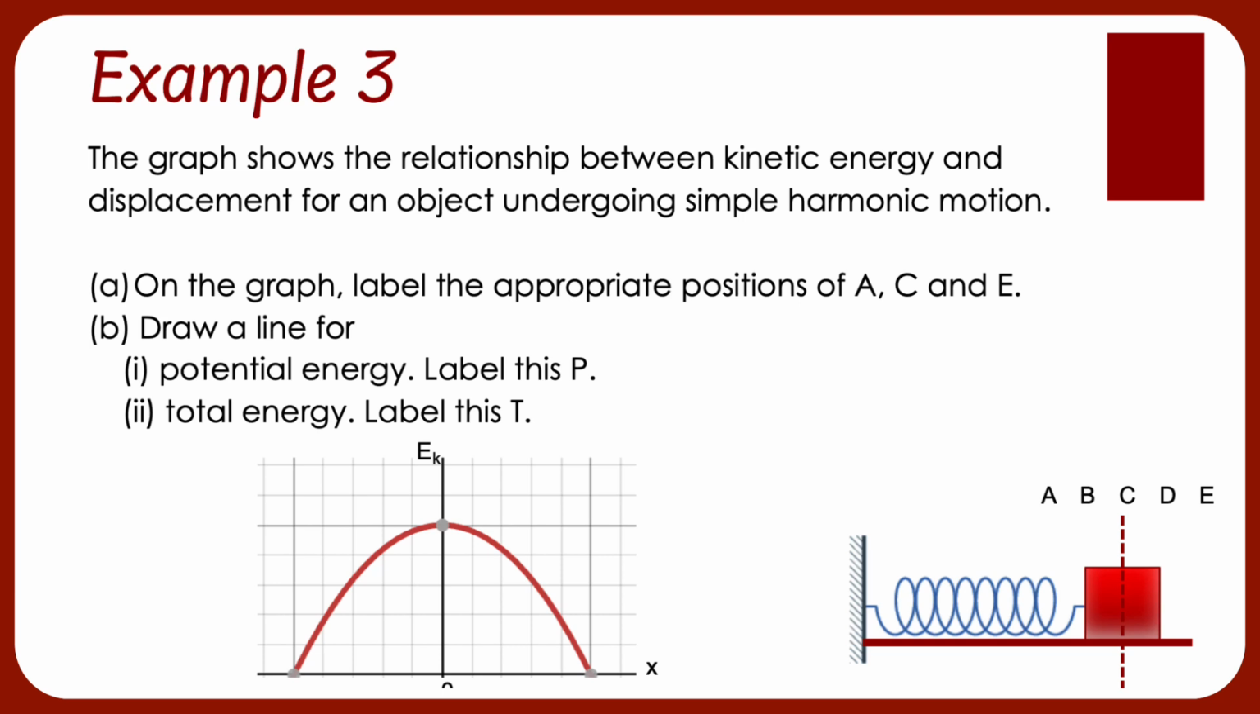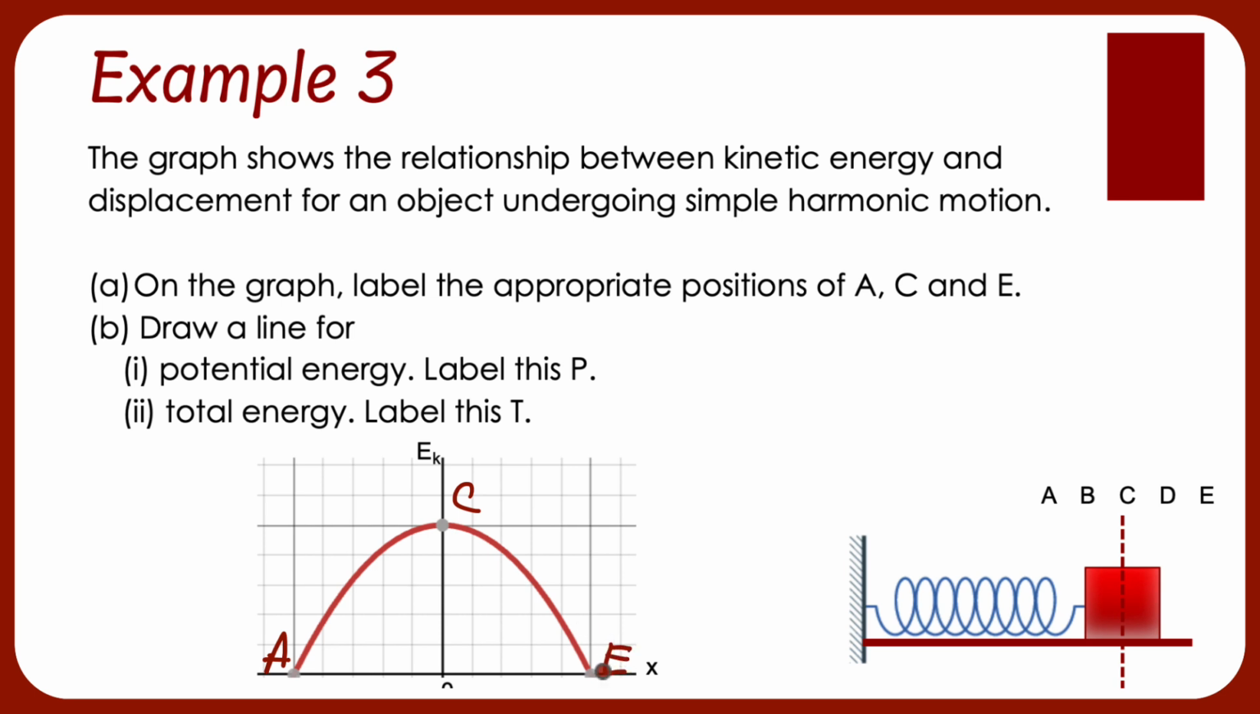Now this is a graph you might not have seen yet. I have kinetic energy versus displacement. And we know from our simple harmonic motion that when it's at A, it's at rest and it has no kinetic energy. And then it's going to speed up to a maximum at C and then slow down and stop at E. So this is actually going to be A, because my x is negative. This will be C, and this will be E.